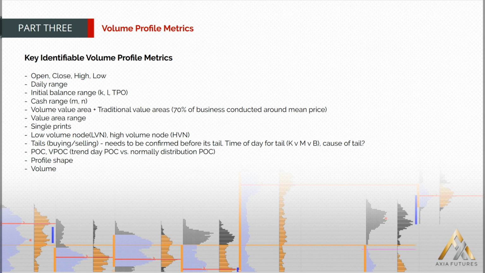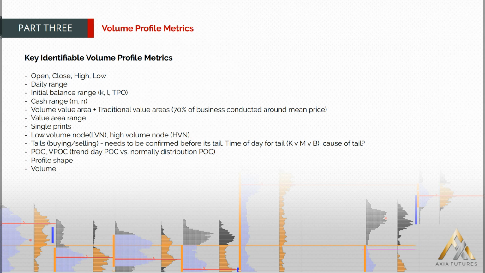Then we have the initial balance range. This is the first hour of trading within any market. This is usually depicted in traditional European markets as the K and the L TPO. TPO stands for Time Price Opportunity. Again, we will talk about this further in further slides to come.